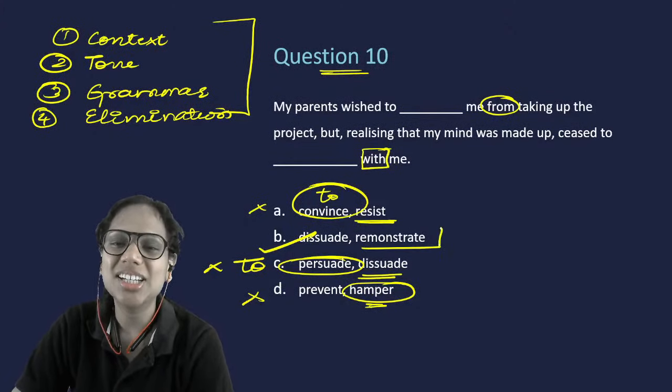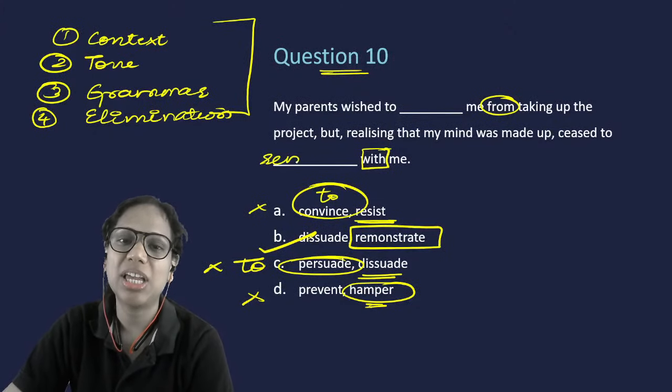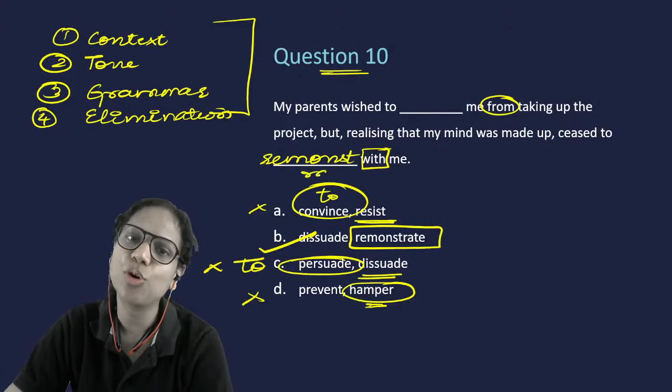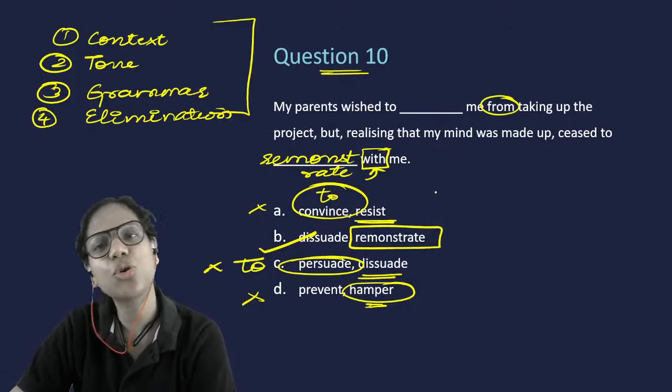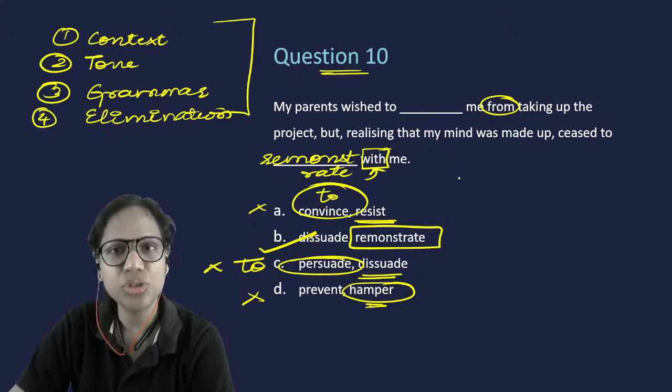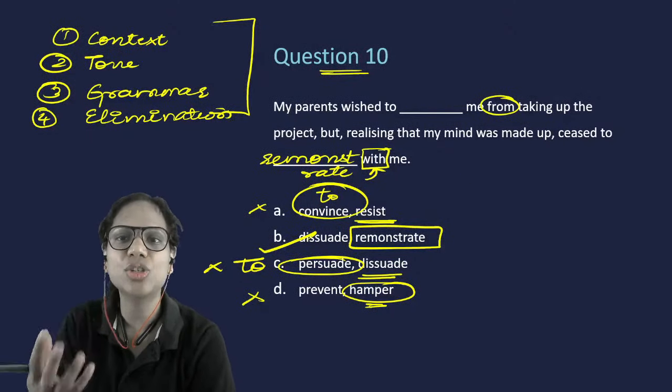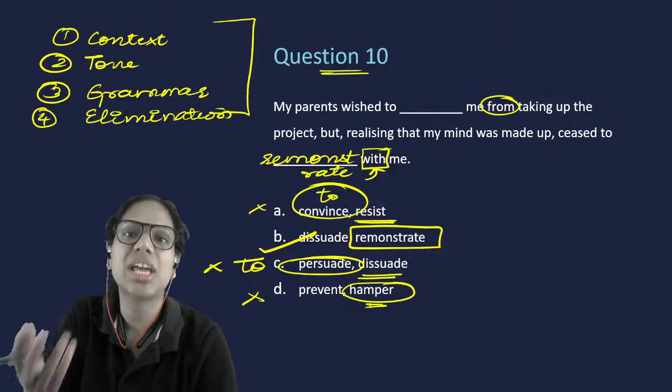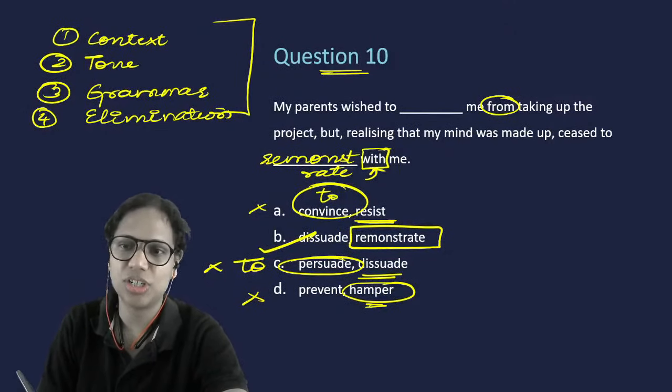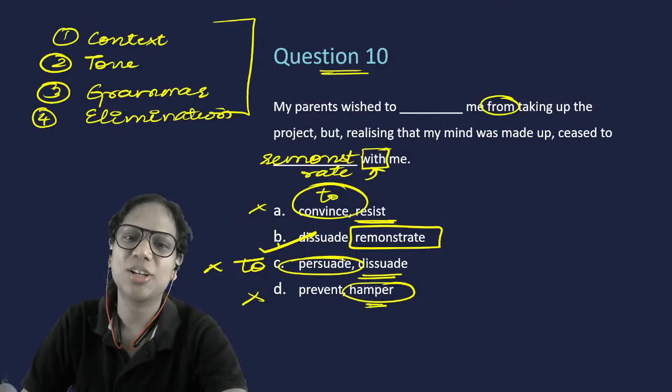But here I need remonstrate with me. And remonstrate is always followed by with. When you remonstrate with someone, you actually raise your objections to something. You protest in a way. That is remonstration. So B, Bangalore, is the answer.